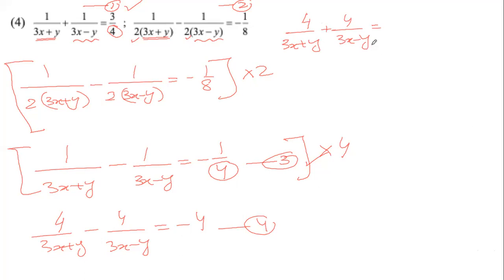Very good, Prachi. It will be 3. So instead of solving 1 and 2, we can solve 4 and 5. We will say let 1 by 3x plus y equals to m and 1 by 3x minus y equals to n, and then solve.